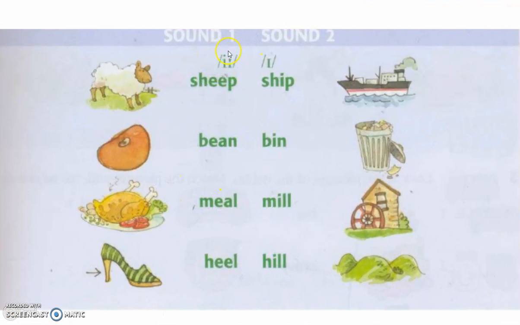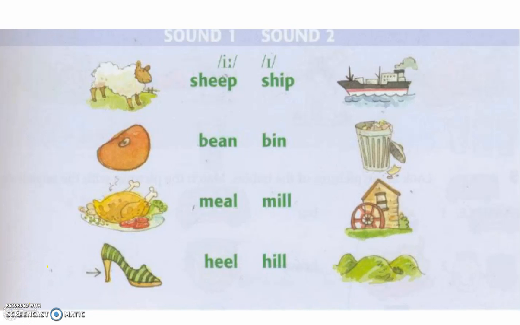Okay, let's see some more examples. On the left you have the long I, and on the right you have the short I. Let's see the difference. Sheep, oveja, sheep. And this is a ship, barco, ship. Bean, alubia, bean. Bin, cubo de la basura, bin. Meal, comida, meal. And mill, molino, mill. Heel, tacón, heel. And hill, colina, hill. You see the difference?